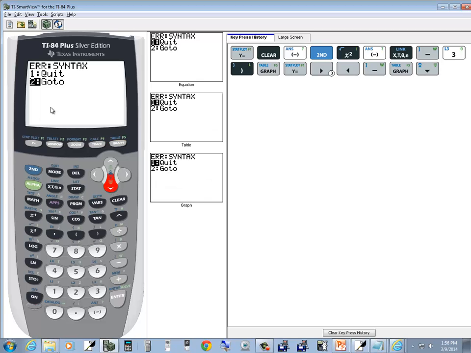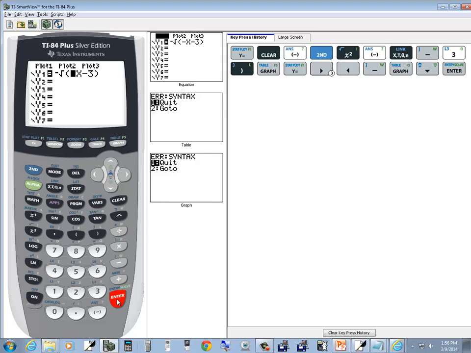We always choose go to, so I down arrow to go to and press enter. Now, it not only goes to the line where there's a problem, but actually puts the cursor on where the problem is. And so you see the flashing cursor on this dash, so it must be the other dash. So it's a negative that goes there. Well, and then I graph, and it works.